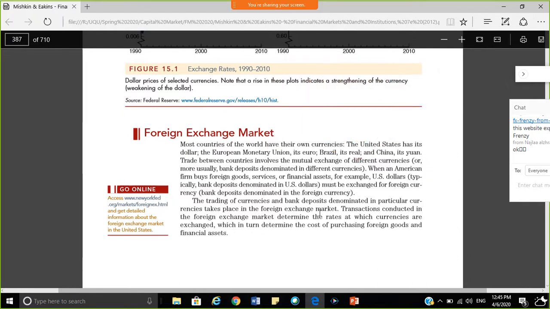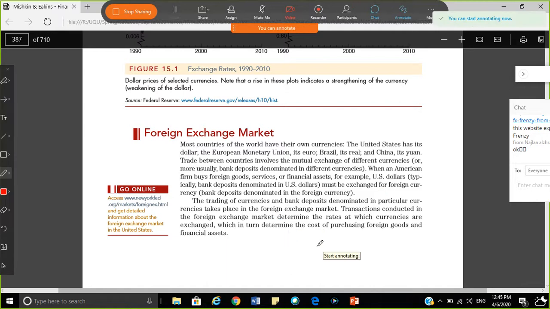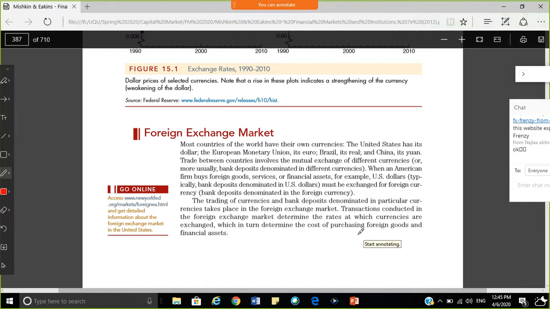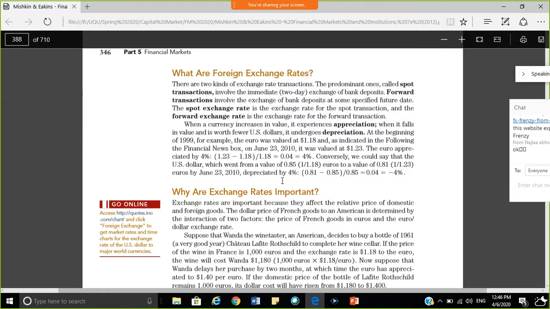So, the trading of currencies and bank deposits denominated in particular currencies takes place in the foreign exchange market. So, a bank will sell its dollar deposit into real, or real deposit will be converted into dollar, and this is a very common practice. Transactions conducted in the foreign exchange market determine the rates. So, the buying and selling of the different currencies will determine the rate or the price of each currency, and this keeps on going every day.